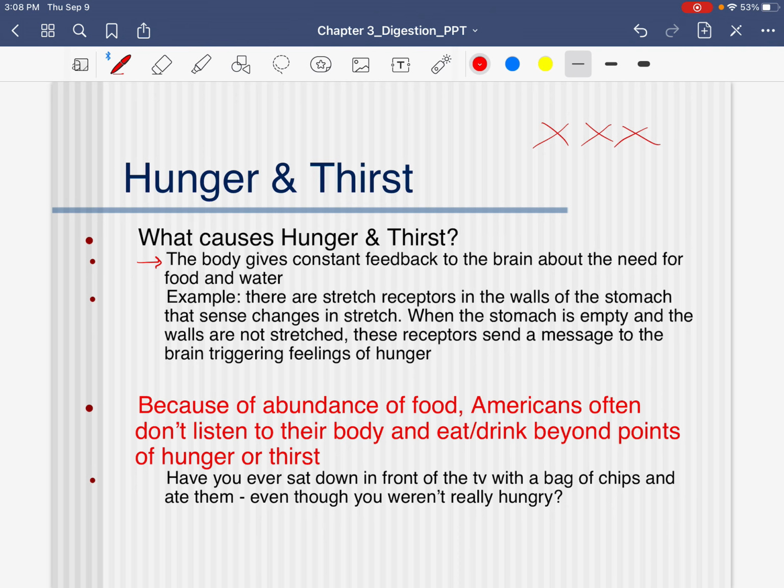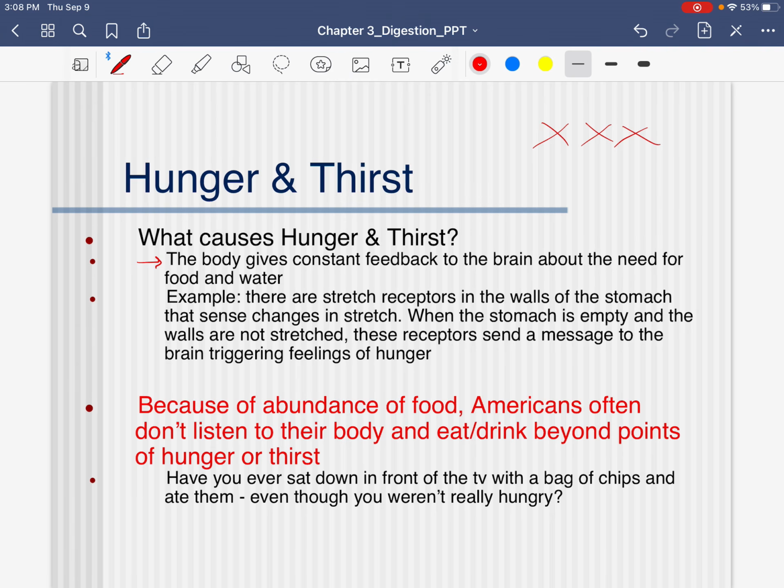Once we were hunters and gatherers way back when, and we didn't have such an abundance of food, before we had a Price Chopper or Hannaford or whatever every couple miles, it was purely physiological. We'd be hungry because our cells did not have enough nutrients. And it happens because of feedback from the body back to the brain.